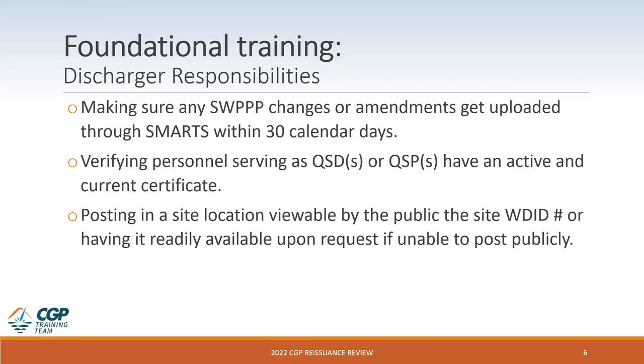They also should understand that personnel serving as QSDs and QSPs have active certificates, and something that's new in the 2022 CGP, they should know that the WDID number must be posted at the job site. And if they're going to be the ones that are at the job site regularly, it could definitely be one of their responsibilities to make sure that that posting doesn't disappear, because we know that on construction sites, there are a lot of dynamic things going on and signage often can get damaged or disappear.